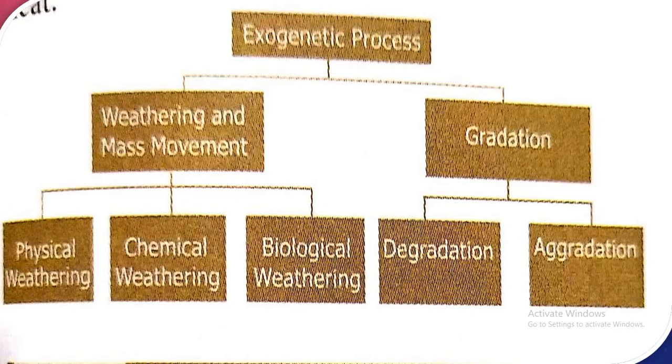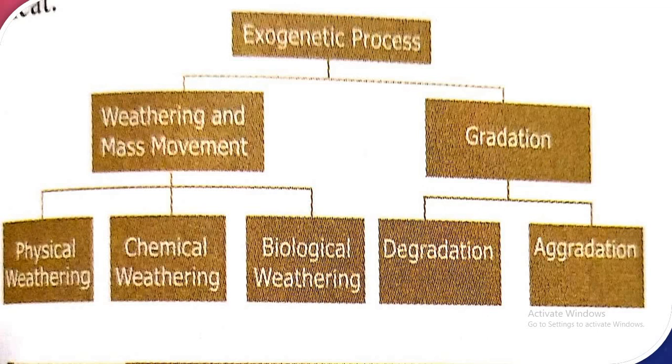What are the exogenetic processes? We have two types in that: weathering and mass movement, and the other one is gradation. In turn, weathering is divided into three types: physical weathering, chemical weathering and biological weathering. Today we are going to see this weathering, okay? And in turn, gradation is divided into two, which are degradation and aggradation.